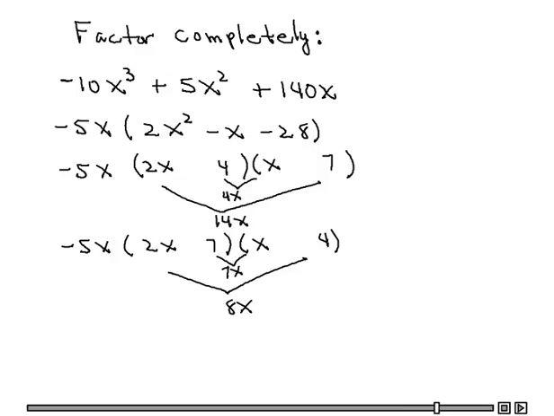So to make the 8x negative, what we need to do is put a minus here. To make the 7x positive, we need a plus here. So then our final answer will be, for the completely factored form of the original trinomial, negative 5x times the quantity 2x plus 7 times the quantity then x minus 4.